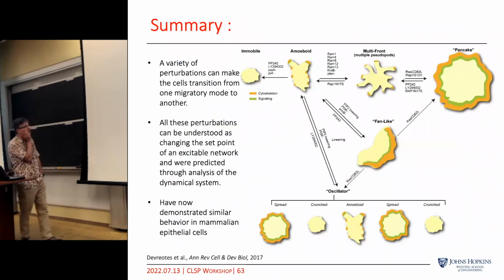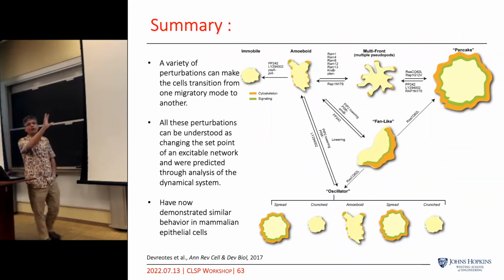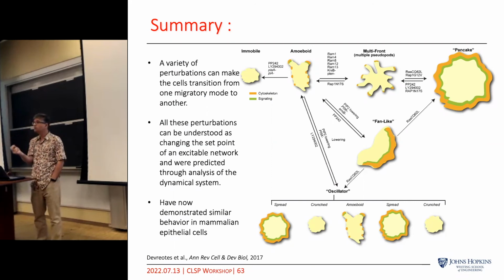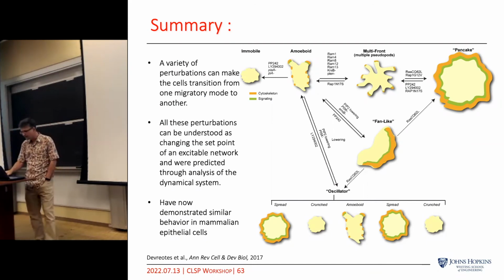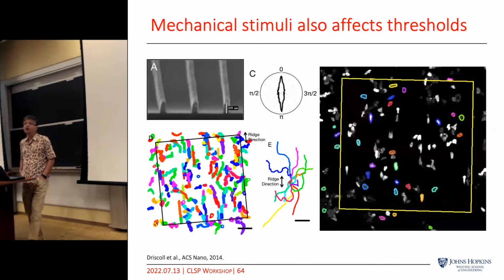So that's it. So in summary, and I'm not going to let you go just yet, we have all these ways of controlling how the cell behaves, both in terms of activity and in terms of shape, by controlling the threshold of this excitable network. Now, what I'm going to finish with is what we're doing now. Everyone knows that these cells don't live in a petri dish. They live in complex three-dimensional matrices and so on. So we've been interested in how cells actually sense this external matrix.